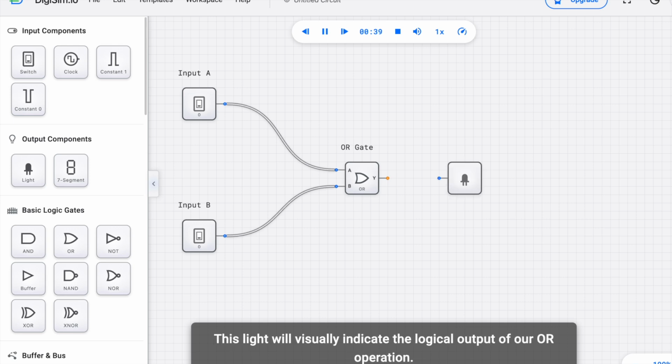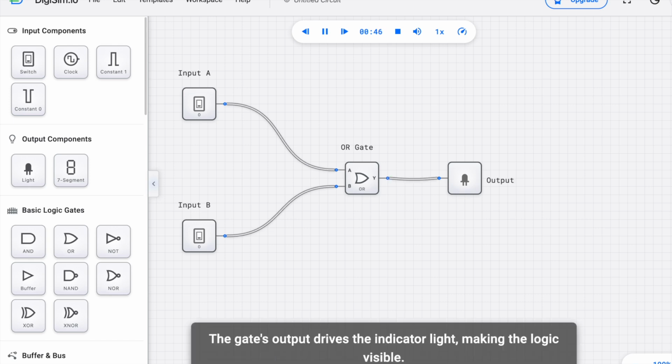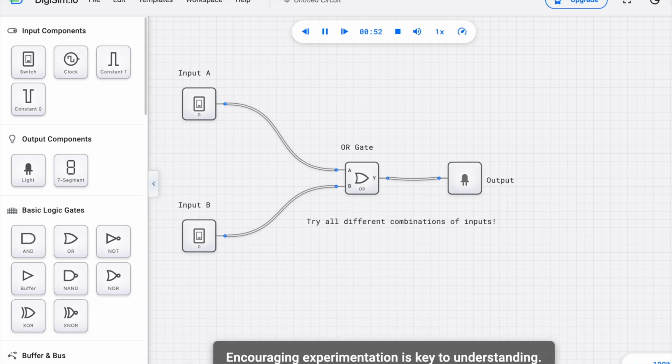This light will visually indicate the logical output of our OR operation, labeling our result. The gate's output drives the indicator light, making the logic visible. Encouraging experimentation is key to understanding. This summary captures the essence of OR logic.